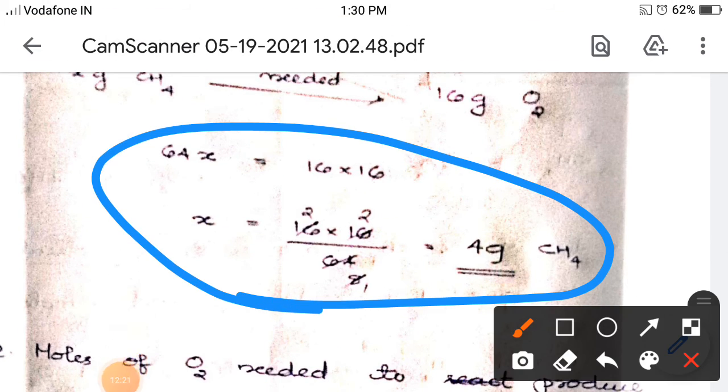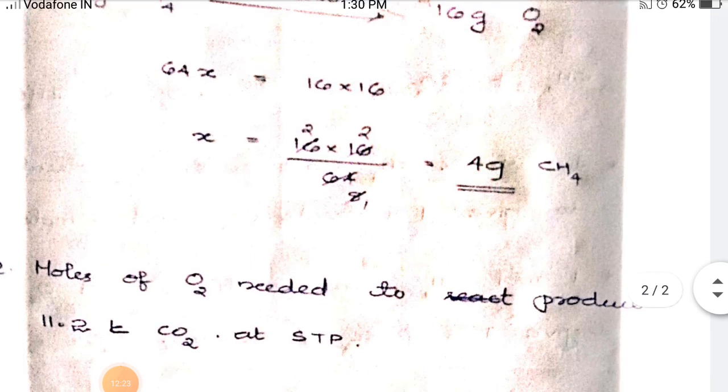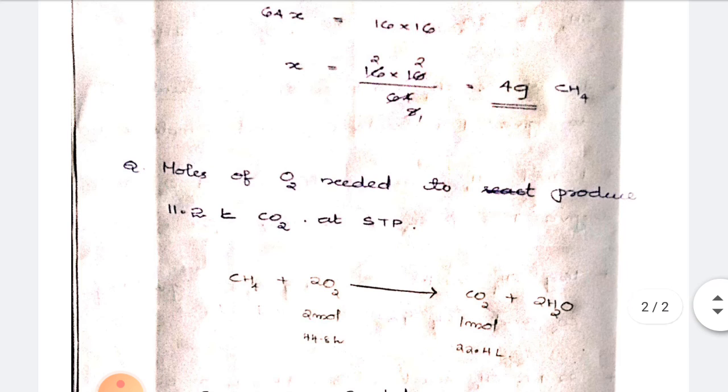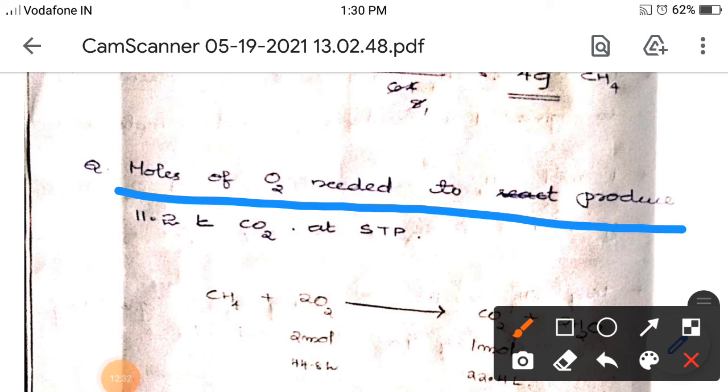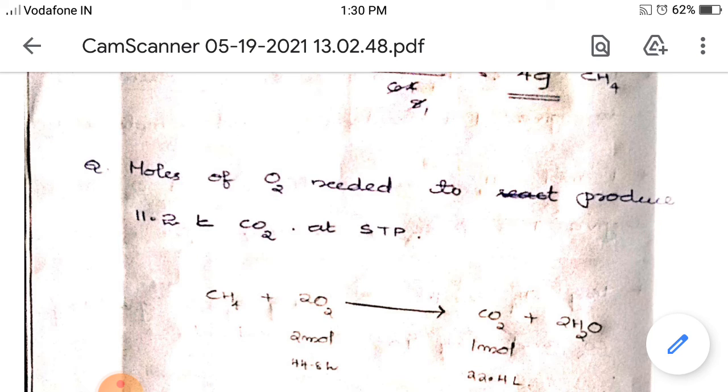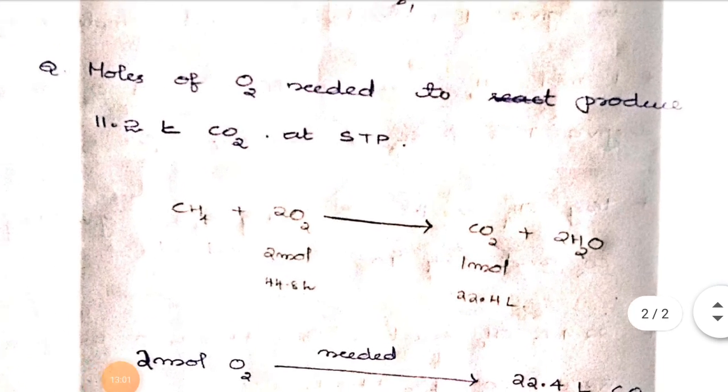Write this note. Now one more question. How many moles of O2 is needed to produce 11.2 liter carbon dioxide at STP? This is the question. So you have to write the balanced chemical equation.